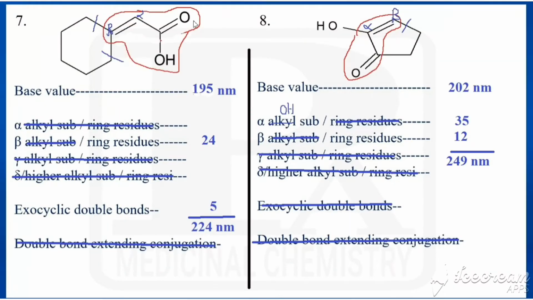Now look at this example. For this would be the parent. That is here we have acid. Here we have double bond.